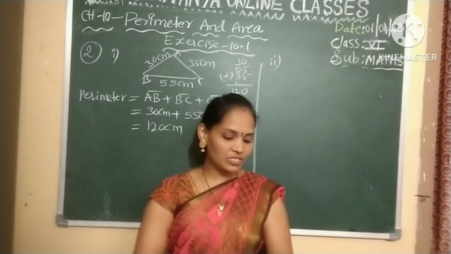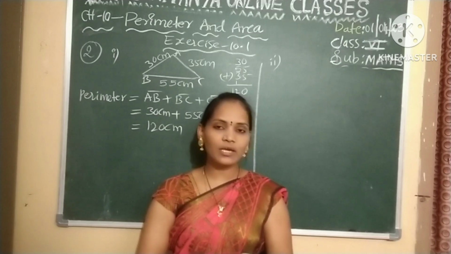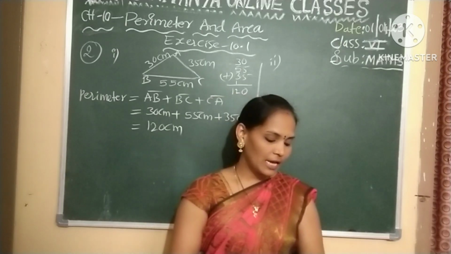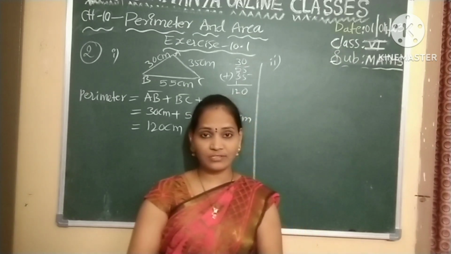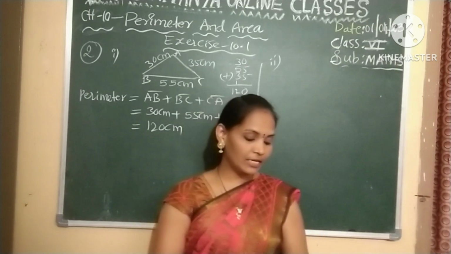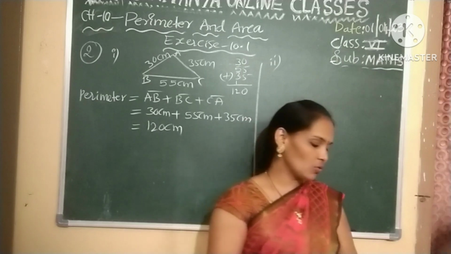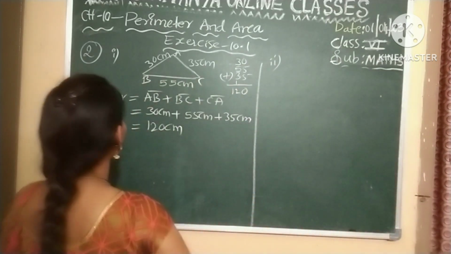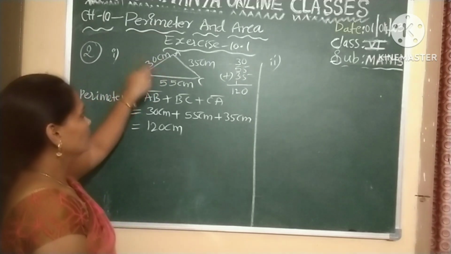Find the perimeter of each of the following figures. Okay, a few figures are given whose perimeter we need to find, and we should find out the cost of fencing also, that is, putting a wire around that figure. Okay, so how to find? Let us see. Here, the first figure given is a triangle.